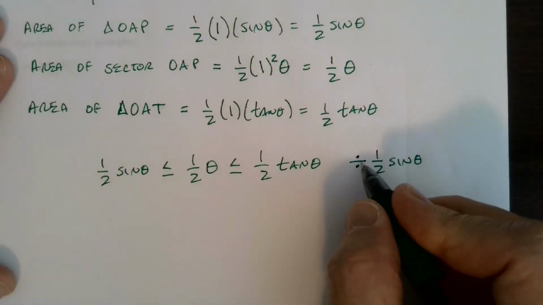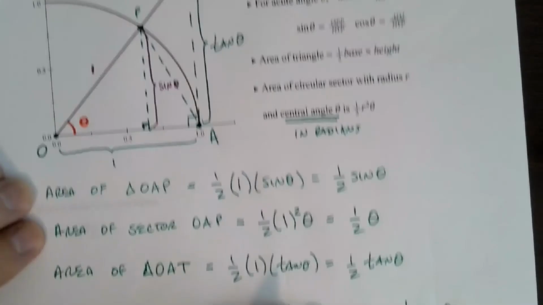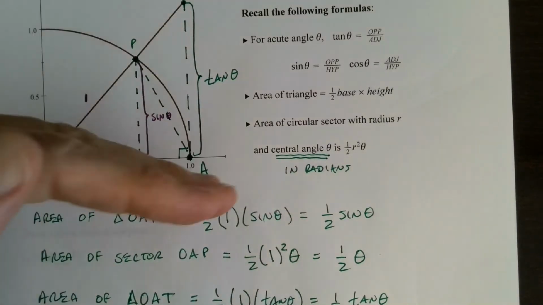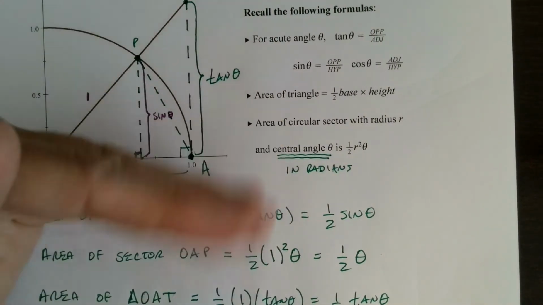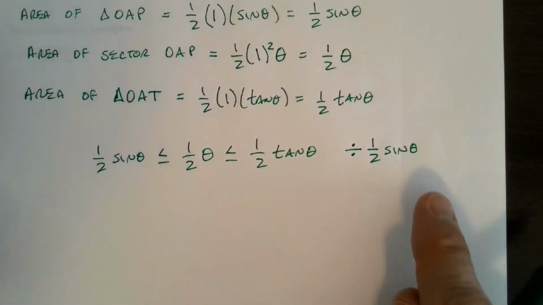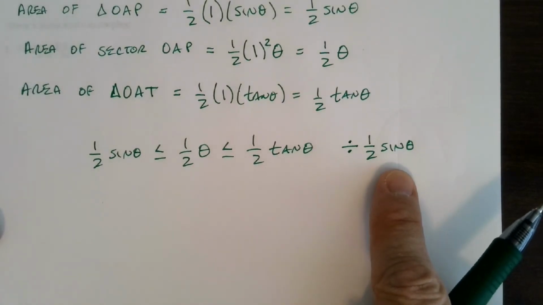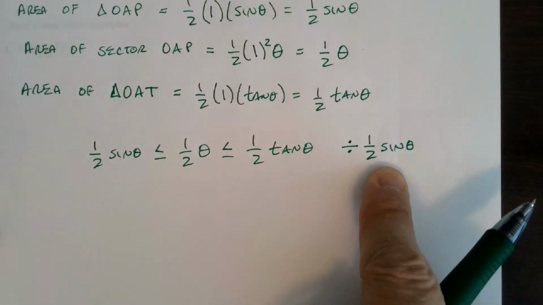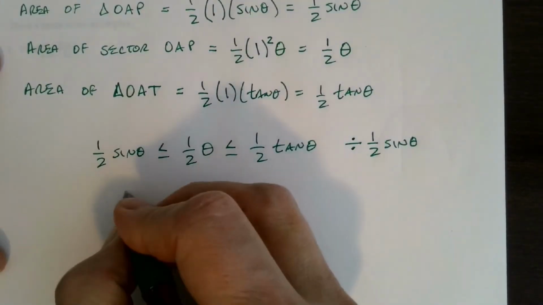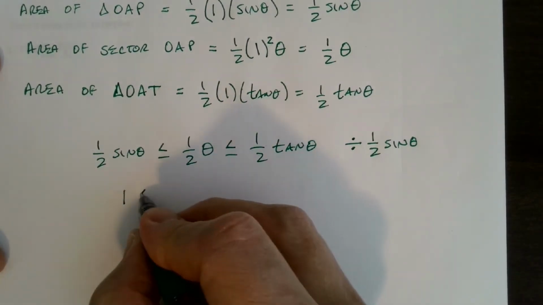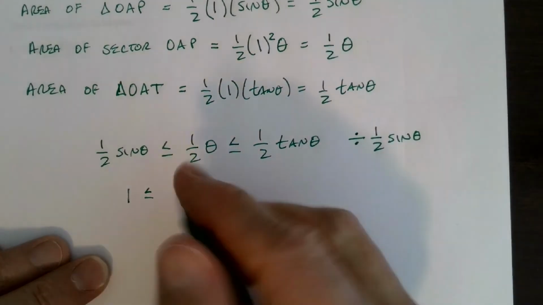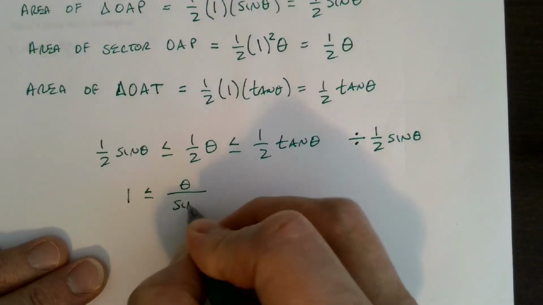But in this case, let's just keep it from 0 to pi over 2, so sine of theta is positive. I get a similar argument if sine is negative, it just changes the direction of the inequalities. But let's suppose theta is between 0 and pi over 2. Then this is always a positive quantity and the inequalities don't change. Well, 1/2 sine theta divided by 1/2 sine theta is 1. What is 1/2 theta divided by 1/2 sine theta? Well, the 1/2s cancel. I'm just left with theta divided by sine theta.